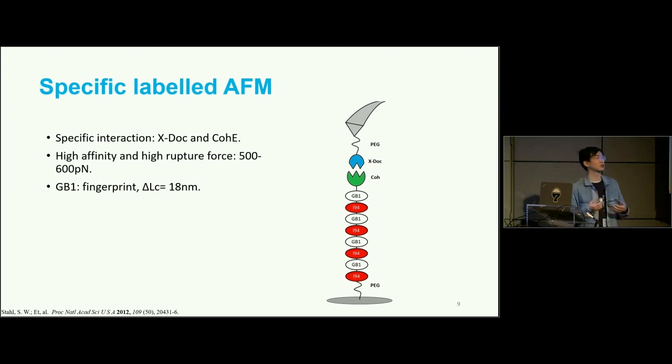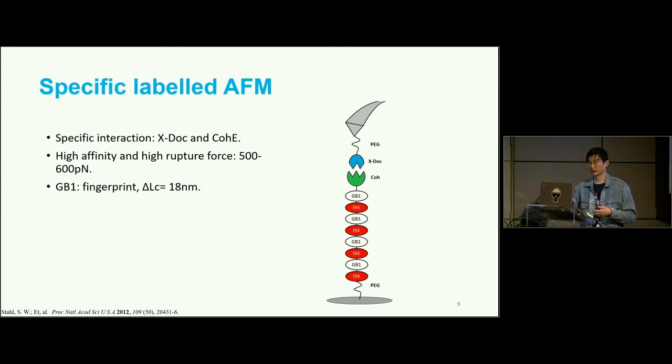In a previous study, people found a specific interaction, which is the XModule-dockerin and cohesin interaction. They can recognize each other and form a complex. They have very high affinity and high rupture force. The rupture force can reach about 500 to 600 piconewtons. In this study, we modify the XModule-dockerin protein onto the cantilever, and the recombinant protein cohesin and the GB1 Ig domain tetramer onto the surface.